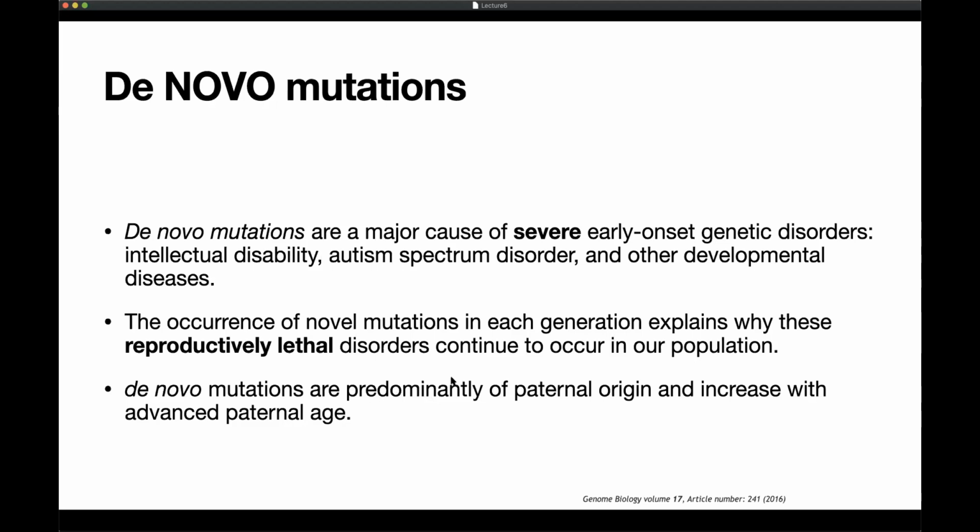And de novo mutations are predominantly of paternal origin and increase with advanced paternal age. So this is something you might not have known about. There's a well-known increased risk of certain genetic disorders with the age of the mother. Down syndrome, for example, has a very pronounced increase in occurrence in children born to mothers who are over 40 years old. But de novo mutations seem to occur at a higher rate if the father is of an advanced age. And the common wisdom says that there's really no difference at what age you have a child if you're a man, but it's not quite true.